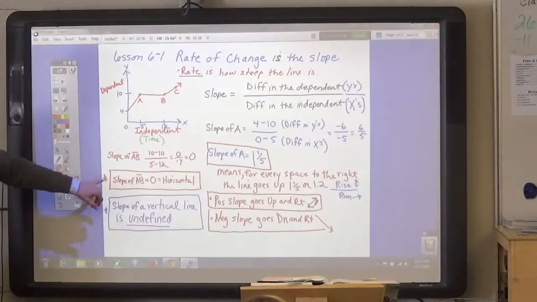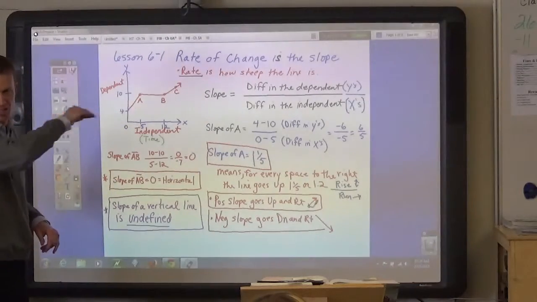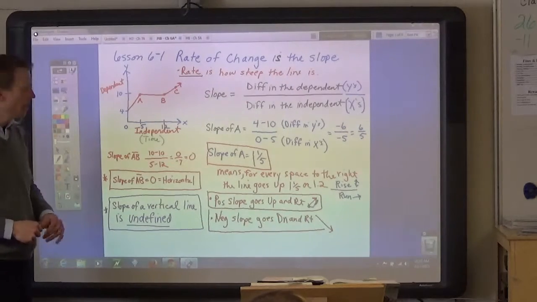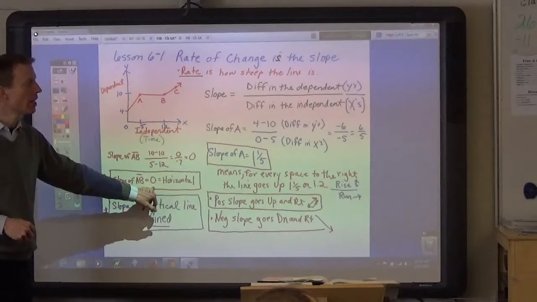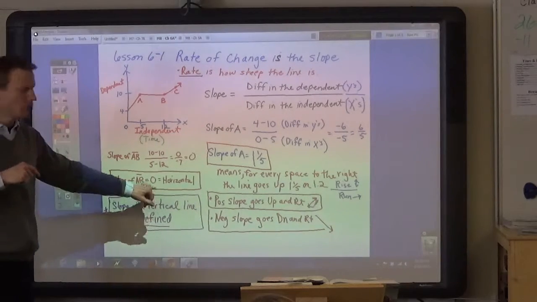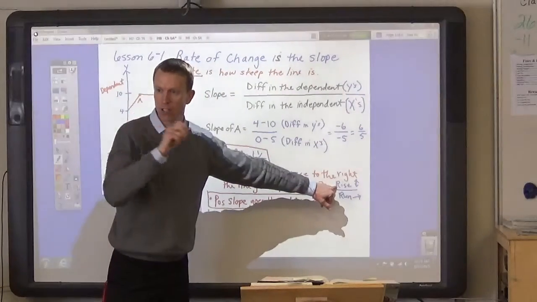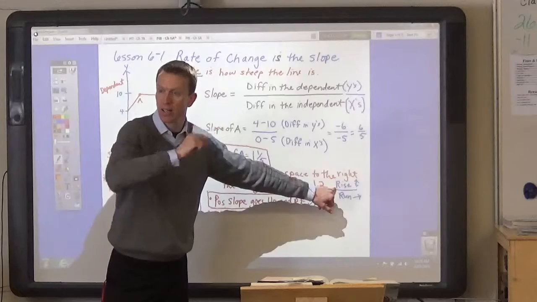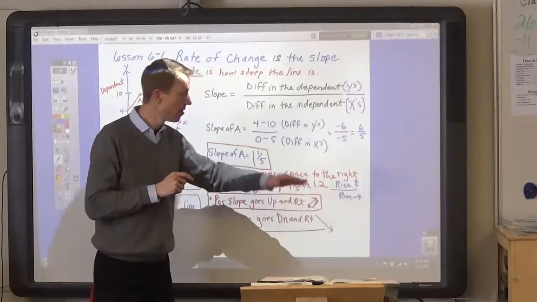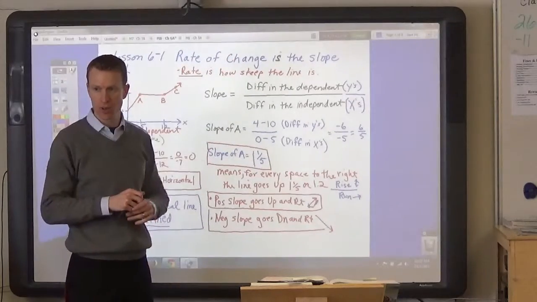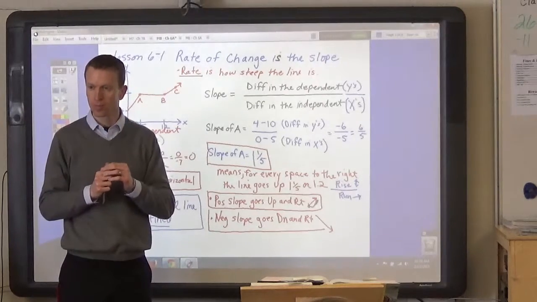Here's something you need to know. A horizontal line, a line that goes straight across, has a 0 slope. Because how much does it change going up? How much does the rise change? 0, doesn't it? If it's a flat line, if it's a horizontal line, then the rise, how far up the line is going, is 0. Doesn't matter.